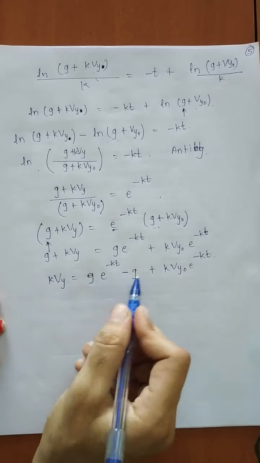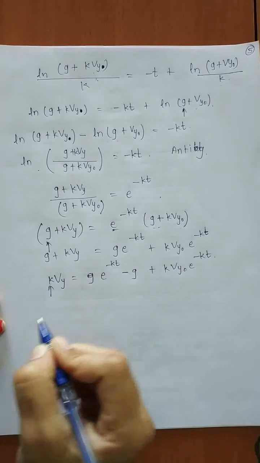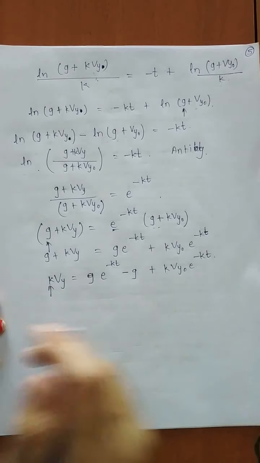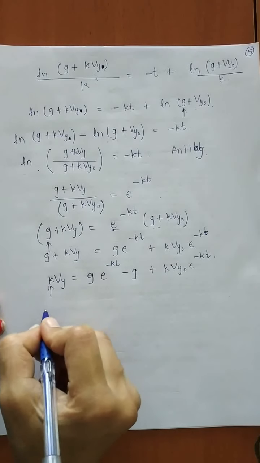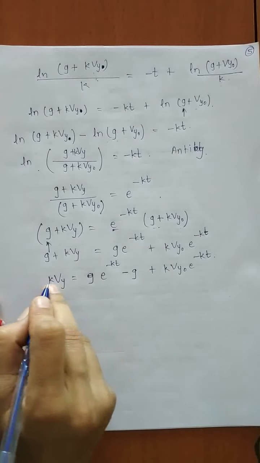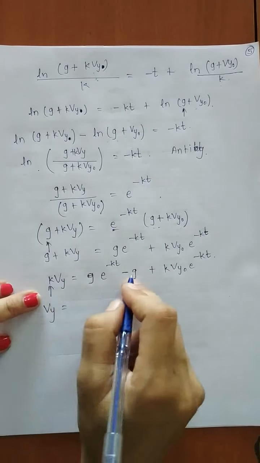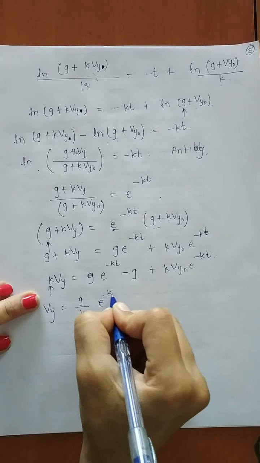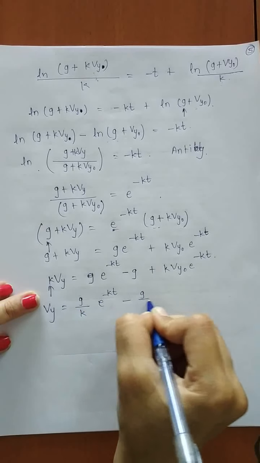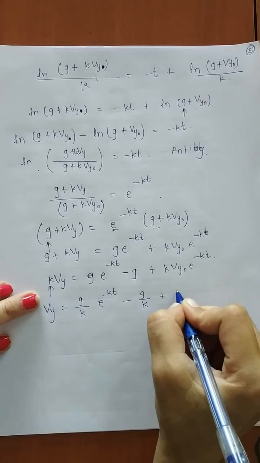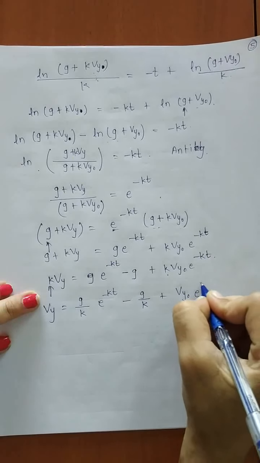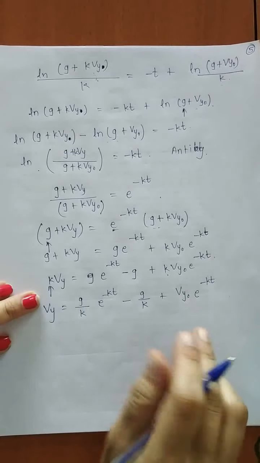Now k is multiplied here, take it on RHS or divide throughout the equation by k. What will you get? Vy equals to g upon k e raised to minus kt minus g upon k plus vy naught e raised to minus kt, as k and k will get cancelled. So only vy naught will remain.